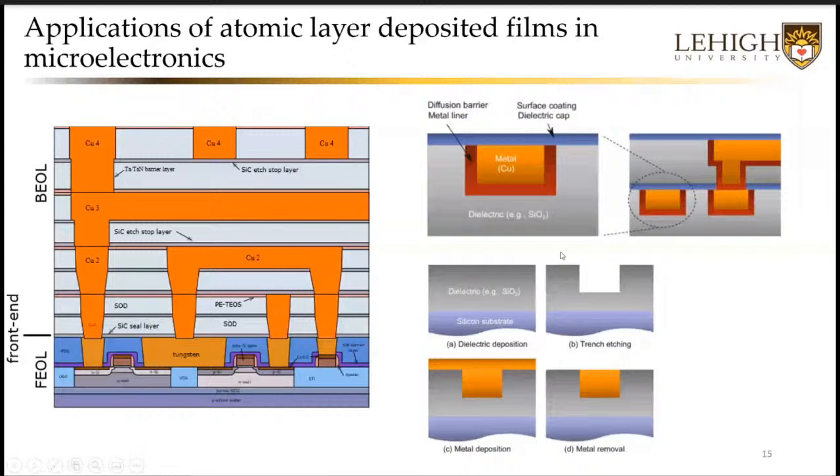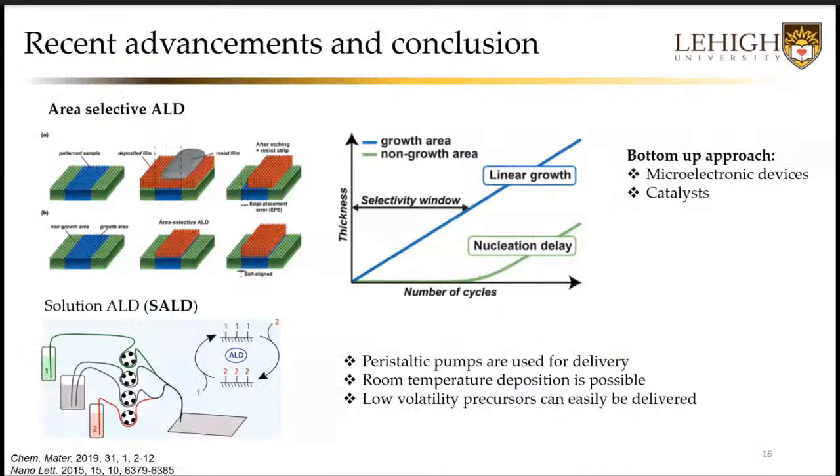I would like to conclude by talking about the recent advancements. Recently they showed that area selective atomic layer deposition can be done. Initially, what they used to do was pattern a sample, grow a film, use a resist, and then etch away the rest of the sample using plasma or sometimes liquid acids. This is called the top-down approach.